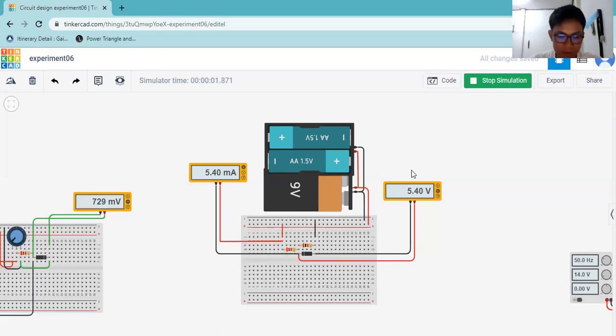So that is for part 2. This is basically just to show the experimental result in voltage and in ampere of the circuit.